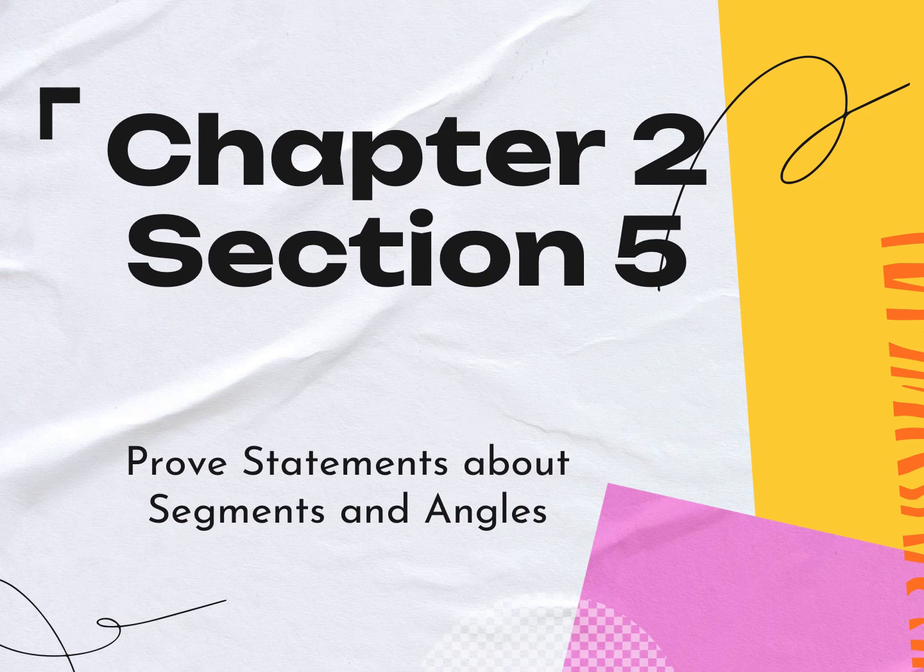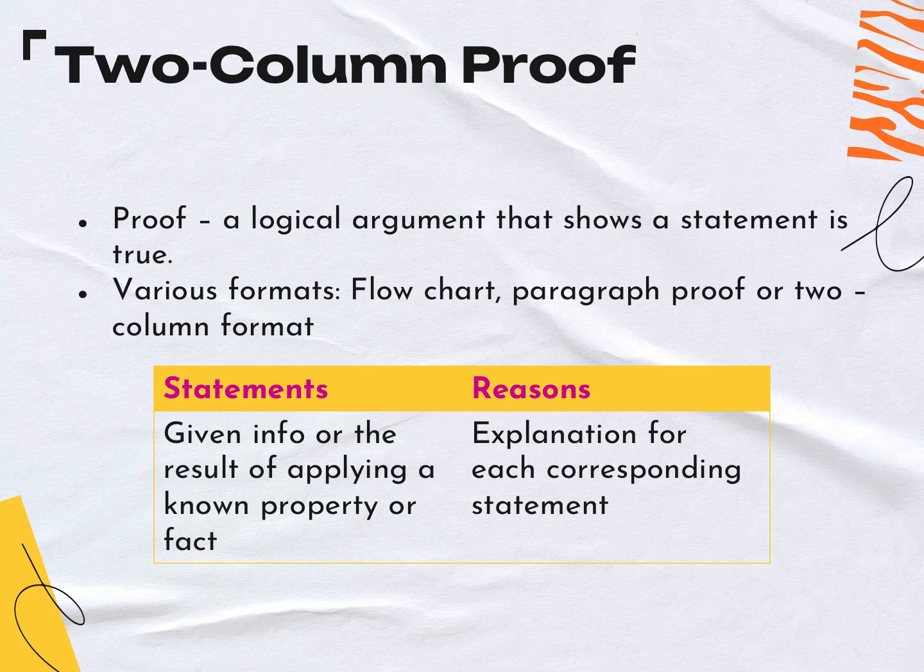Okay, so today we're going to cover Chapter 2, Section 5, and we're going to learn how to prove statements about segments and angles. When we write our proofs, which we already saw in the algebra proofs, we're going to be writing all of our proofs in the two-column format. And a proof is just a logical argument that shows a statement is true.